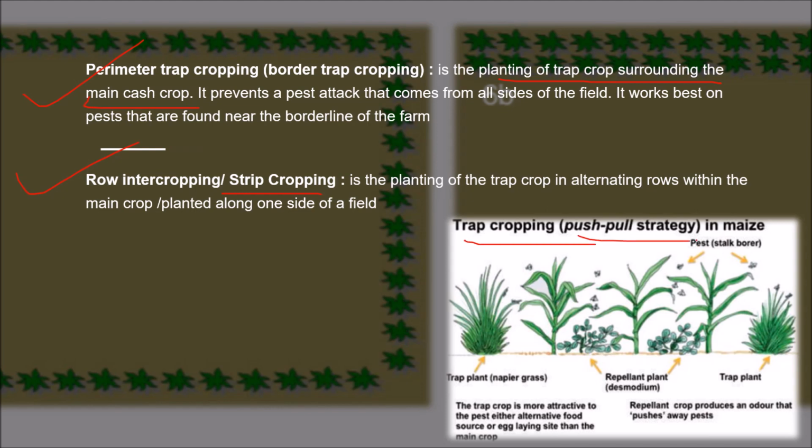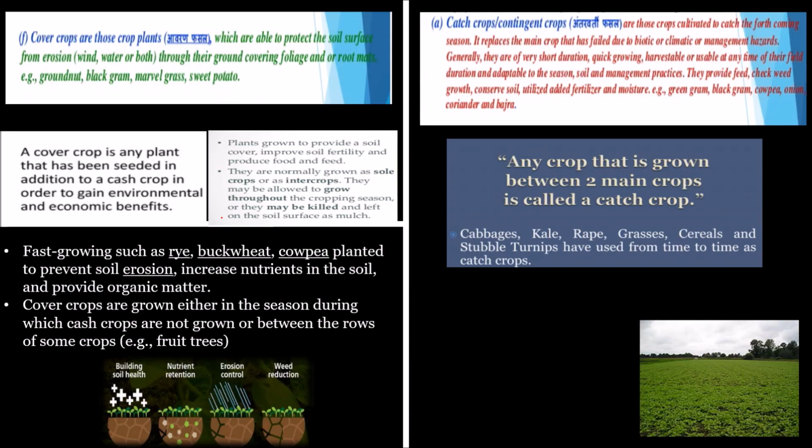Trap cropping is a push-pull strategy which is being taken up in maize plant. Trap crop, Napier grass, repellent plant, desmodium, trap plant again. So this is how the trap cropping mechanism works and functions in a plant. Okay, I hope this is clear.